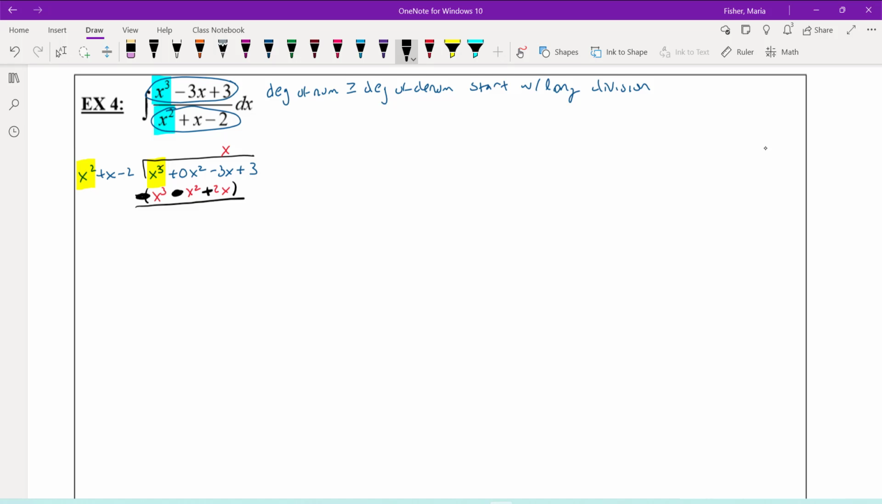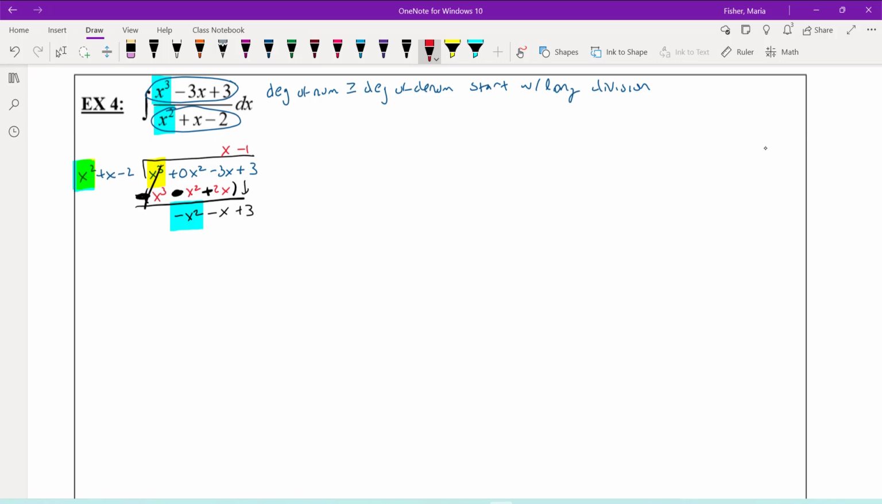x cubed minus x cubed will cancel. 0x squared minus x squared is a negative x squared. Negative 3x plus 2x is a negative x, and then I bring down my plus 3. And then I ask myself, what do I need to multiply x squared by so it becomes a negative x squared? Well, that would be a negative 1.